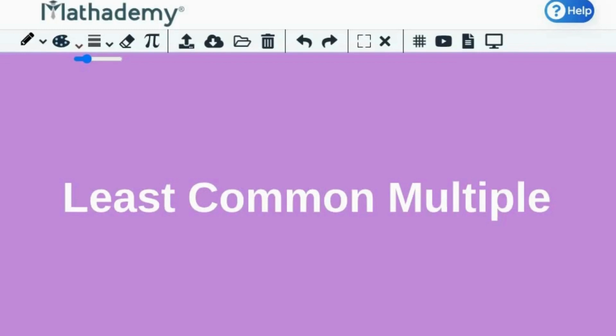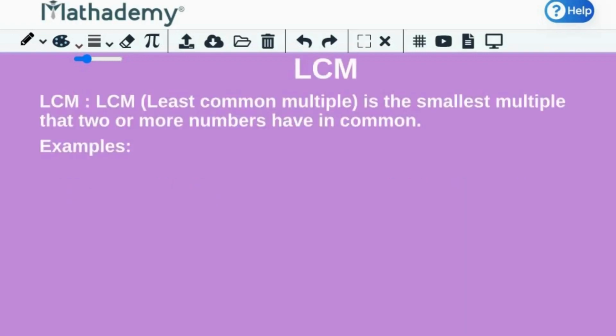Learned about HCF and different methods of finding HCF for two or more numbers. In today's video, we will be discussing LCM and different methods of finding LCM. By definition, LCM is the smallest multiple that two or more numbers have in common.